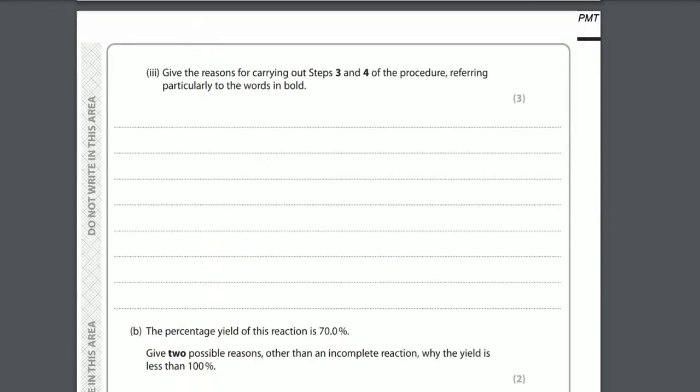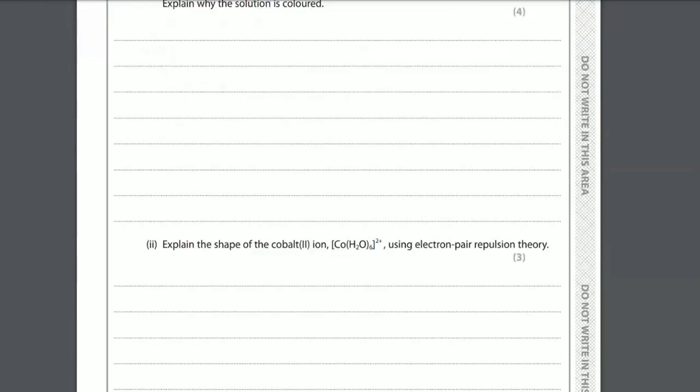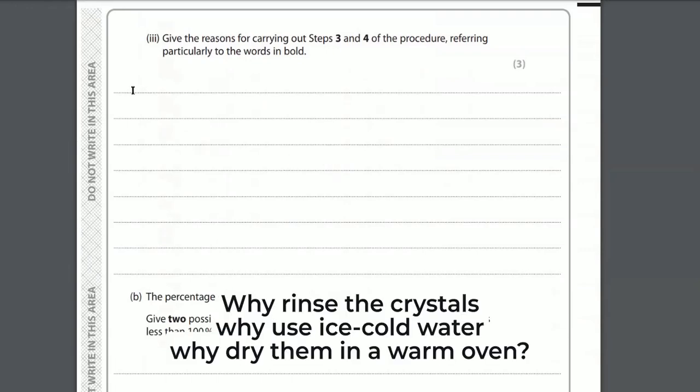So the next question says, give the reasons for carrying out steps 3 and 4 of the procedure, referring particularly to the words in bold. So whenever they've got these words in bold, they really want them. They've got the reaction mixture, evaporated it, and so on. The crystals are separated by gravity filtration, so we've let the remaining solution drip off using gravity. The crystals are then rinsed. So why rinse the crystals, why in ice cold water, and why stick them in a warm oven are essentially the 3 things we want to know. Why rinse them? Why ice cold? Why warm oven?